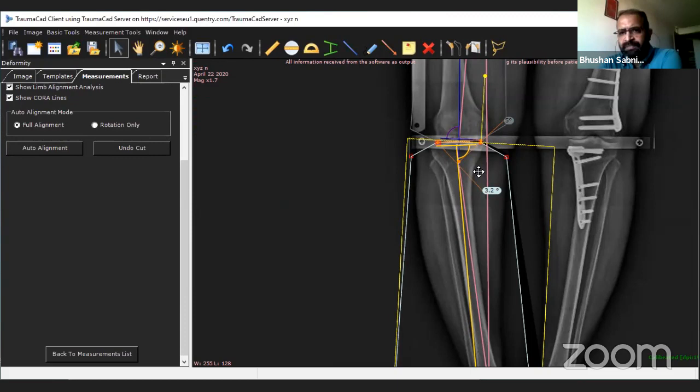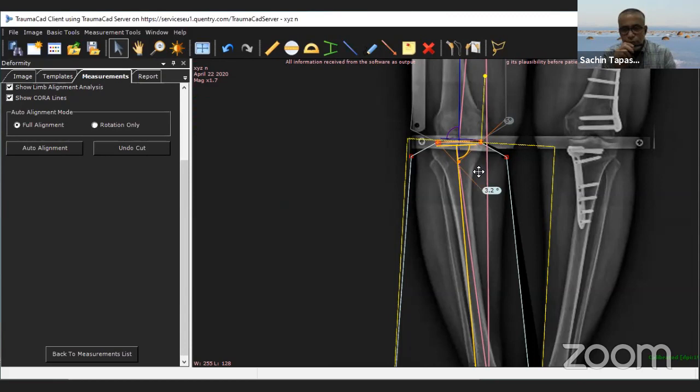But Bhushan, there is an issue here. If the LCL is also lax, so you do have a laxity which is actually both. Doesn't make any difference. The moment you get the knee in valgus, the LCL will not be under stress. I don't know if it shrinks or not, but it will not cause any problems to the patient. That is because the tensile load on that MCL starts decreasing, so it does not contribute to the laxity then.